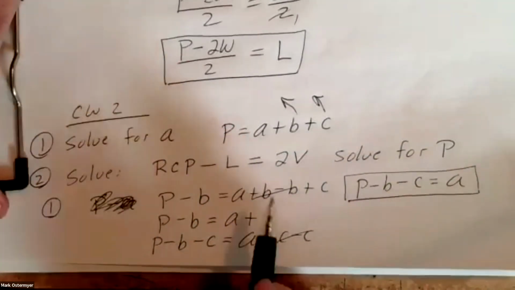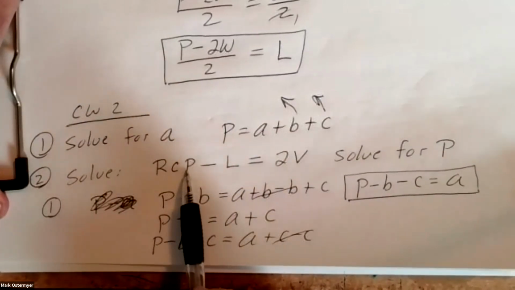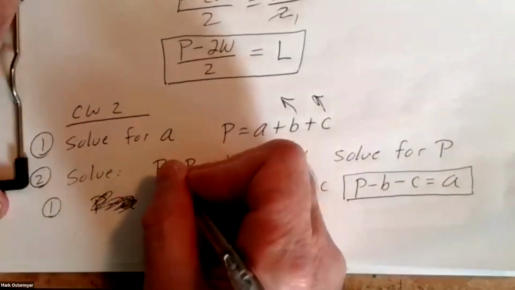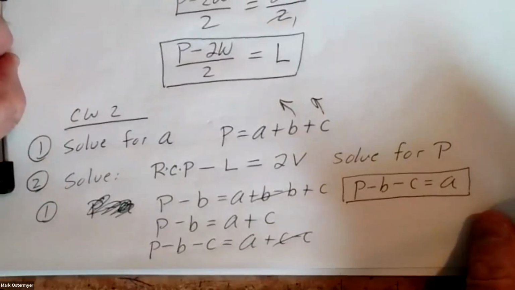All right, the second one, we want to solve for P, which means I got to get P all by itself on the left side of my equation. I got to move the R, the C, and the L over to the right side. How do we do all that legally, algebraically? Okay, well, how to do that?